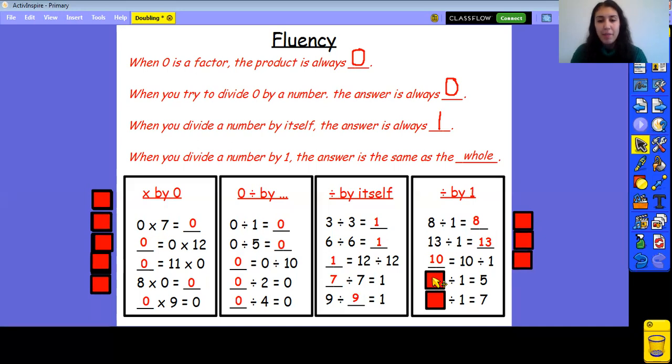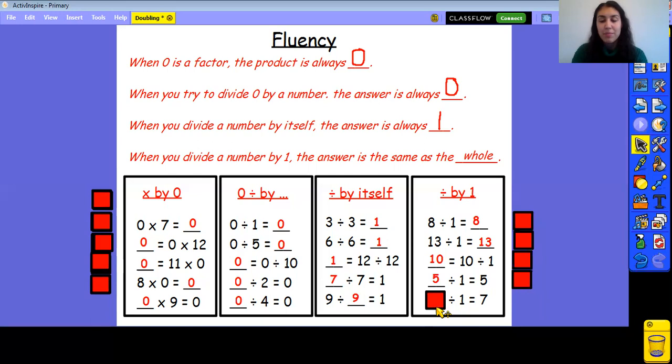Oh, now this time my whole is missing. So something divided by 1 equals 5. Well, once again, we can use that knowledge in that STEM sentence, but just use it in a different order. So when I divide by 1, the answer is the same as my whole. So if I know what my answer is, I also know that my whole is 5.